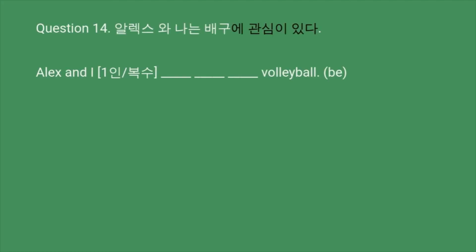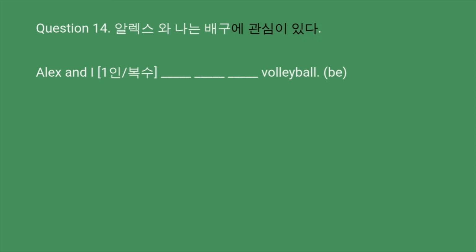Let's look at question 14. So we've got the sentence on the right in English, "Alex and I, in 3 gaps, volleyball." On the left we have the Korean sentence, 알렉스와 나는 배구에 관심이 있다. So for parts of the Korean sentence already in English on the right, 알렉스와 나는 배구. So the missing part of the English sentence is the last part of the Korean sentence, 무엇에 관심이 있다. So we have to put this into English.